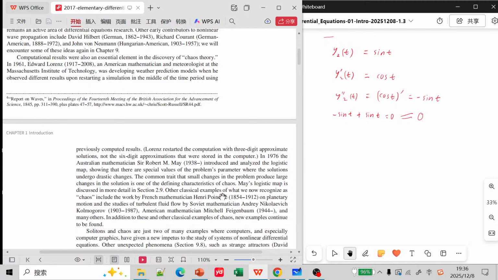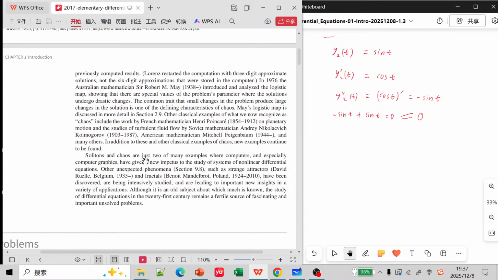Other classical examples of what we now recognize as chaos include the work by French mathematician Henri Poincaré on planetary motion and the studies of turbulent fluid flow by Soviet mathematician Andrei Nikolaevich Kolmogorov, American mathematician Michael Feigenbaum, and many others. In addition to these and other classical examples of chaos, new examples continue to be found.